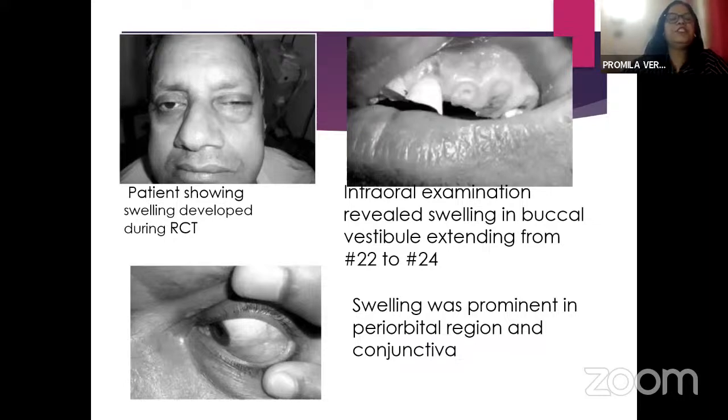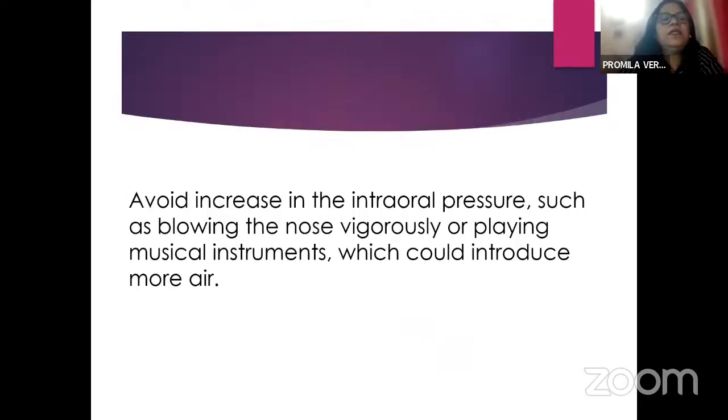This is a case where the patient showed swelling which developed during the RCT. It was reported a day after the initiation of the root canal by a private practitioner to our hospital, and there was swelling on the face and also swelling of the infraorbital region. Intraoral examination revealed a swelling in the buccal vestibule extending from 22 to 24, and the swelling was prominent in the periorbital region and the conjunctiva. It is advisable to avoid increases in intraoral pressure, such as blowing the nose vigorously or playing a musical instrument, which could introduce more air.